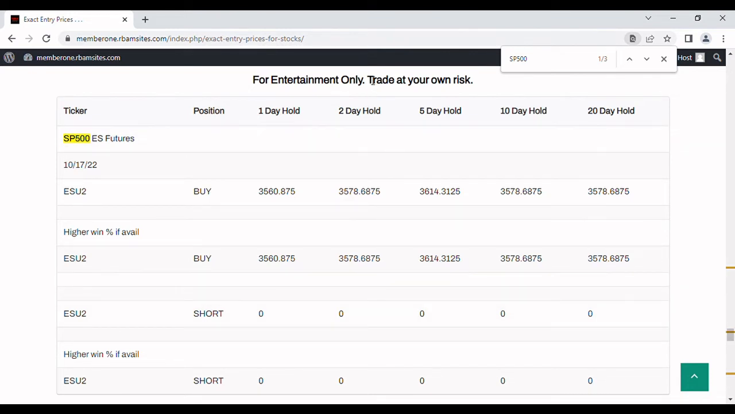You use it for entertainment purposes only. You can't use our information for anything other than entertainment. You have to trade it with your own analysis and at your own risk. But it's very interesting to tune in every day for free and take a look at these prices and see exactly what's going on here. So the 1 days for the S&P are great for buys, and then you switch to the 2 days for the shorts for the S&P.